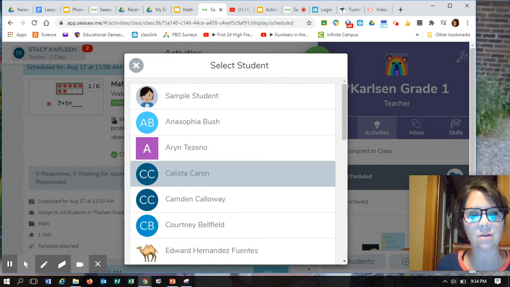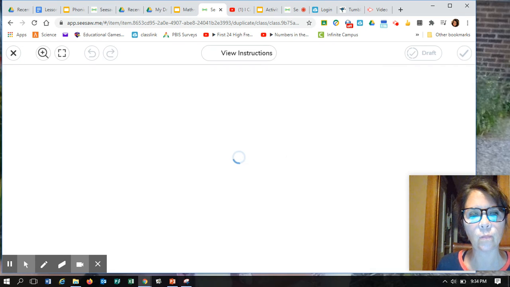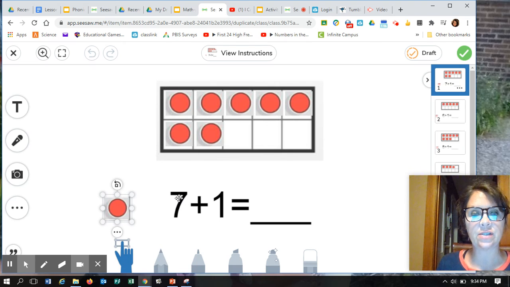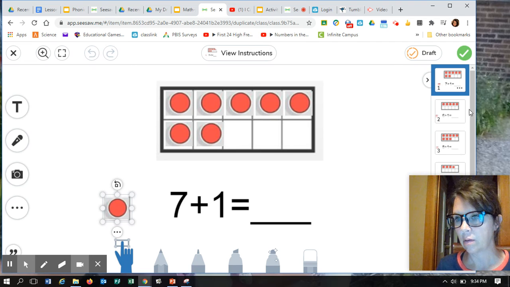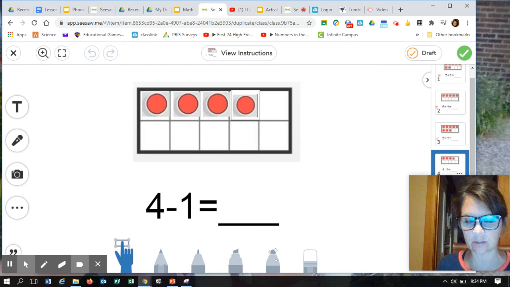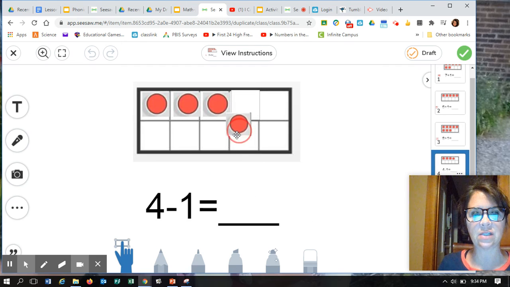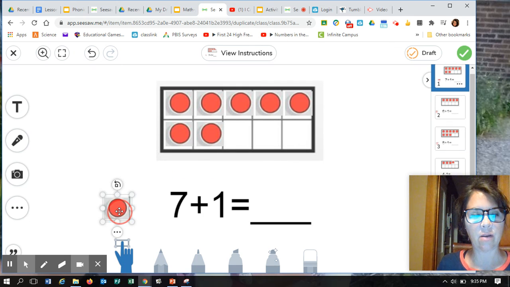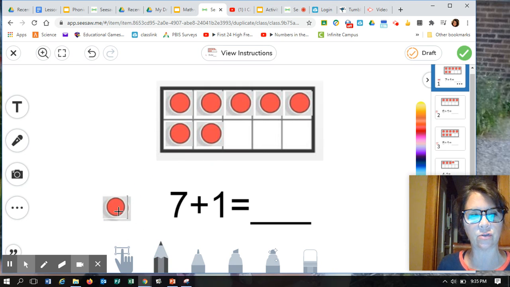Click on add response. Okay, the tool you'll be needing is your pencil, or actually you can use your hand tool too. So it's same thing. We have our 10 frame here. Part of the equation is here. If you see the plus sign, it means I'm getting one more. And if you see the subtraction sign, it means I'm going to take one away. Okay, so you can add one more, count them, and write the answer using your pencil tool.